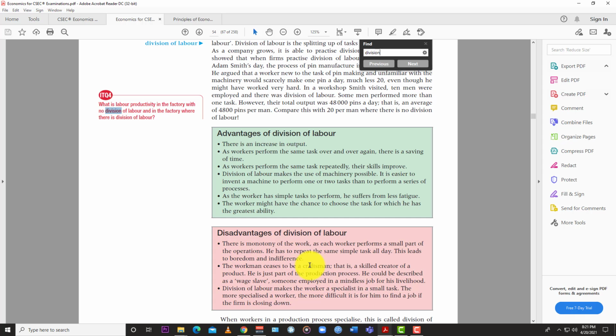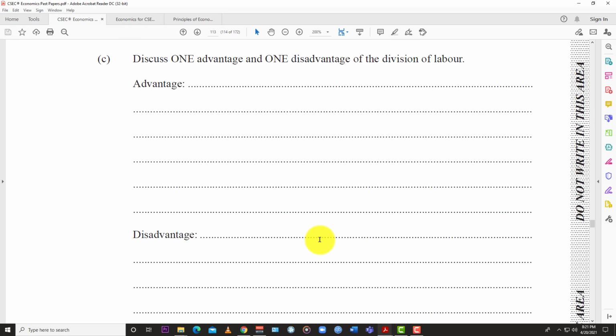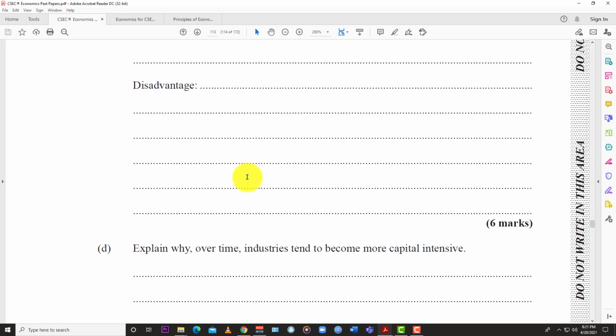And so you have the advantages and disadvantages of division of labor, and they are outlined right there nicely in your textbook. And so you just choose one, the one with the most meat, right? You choose one for advantage, one for disadvantage with the most meat, so you can get 6 marks from each of them, and you're good to go.